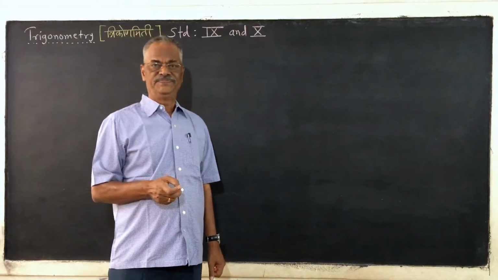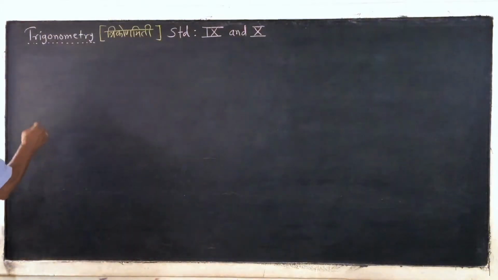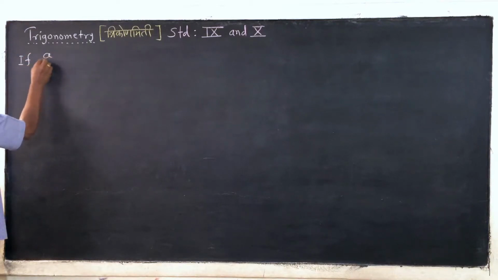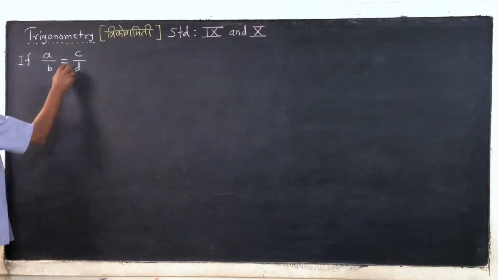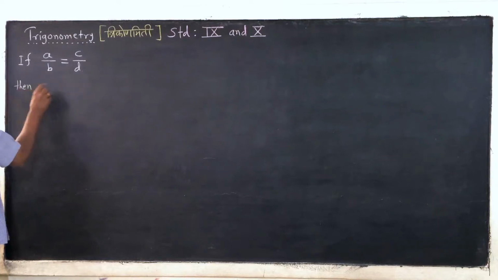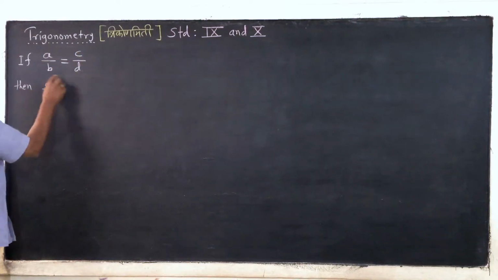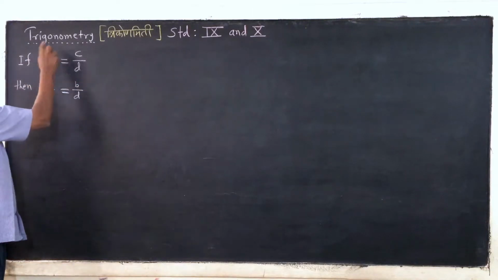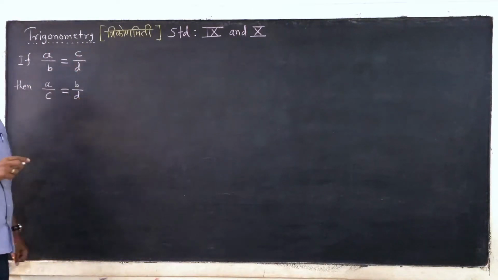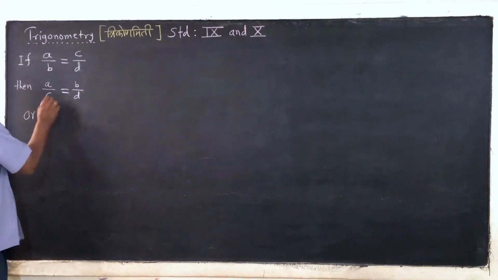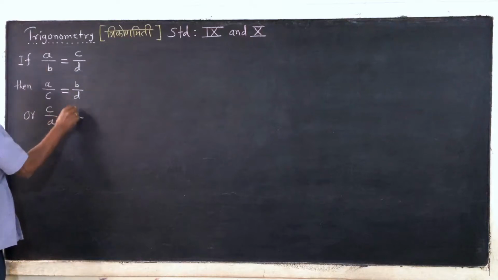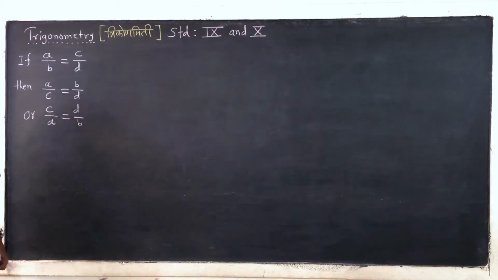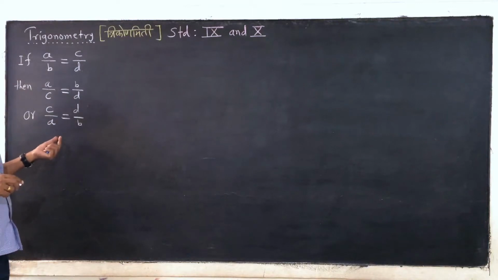When ratios are equal, let us revise that property. We know that if A upon B is equal to C upon D, try to remember this property. If A upon B is equal to C upon D, then we can write A upon C is equal to B upon D. This is the alternative, ekantar kriya. Or you can see that C upon A is equal to D upon B. This is also alternative, ekantar kriya.